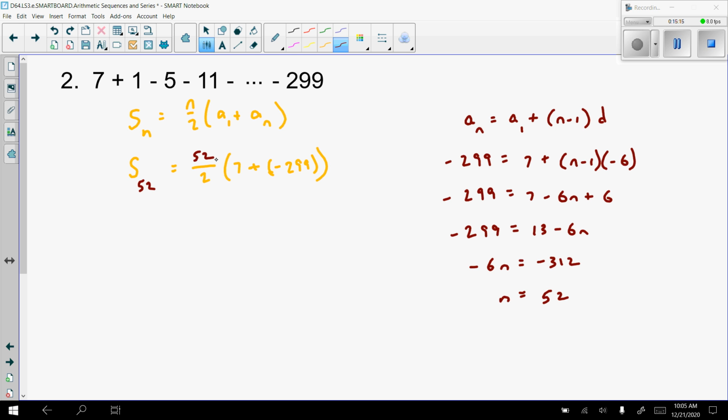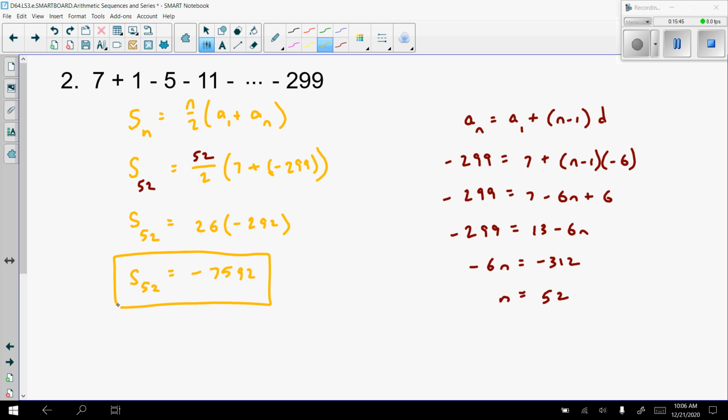And now I can work this out and finish the problem. So now the sum of 52 terms will be 26 times 7 plus a negative 299, which is negative 292. And the sum of 52 terms will be negative 7,592.